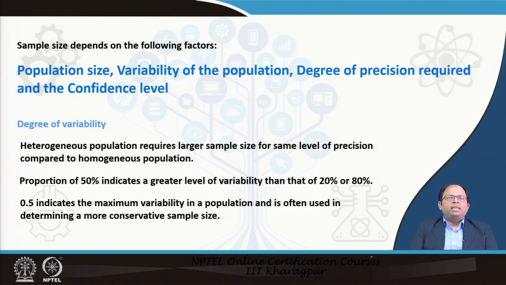So usually in many studies, if we want to go for a very conservative sample size, that means we cannot be wrong with this kind of sample size selection, then we take variability as a fixed value of 0.5, which indicates the maximum variability in the population that is possible when we are comparing two groups. So that is used when we do this kind of estimates.